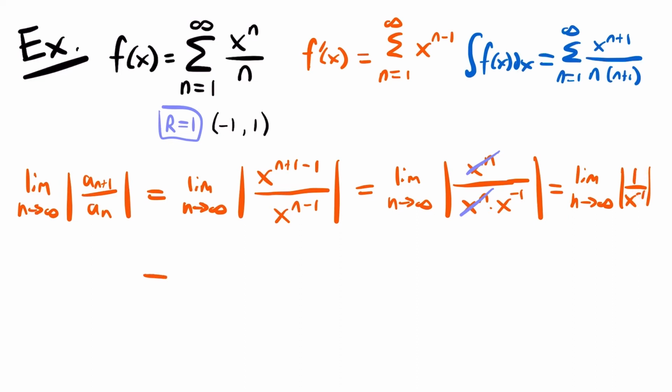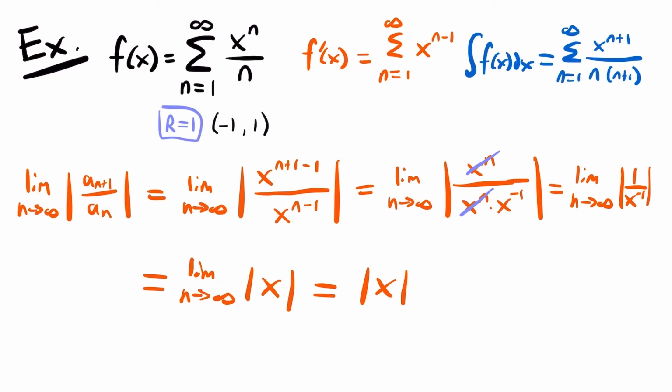And so what we really have is the limit as n approaches infinity of the absolute value of x to the first power. And the limit as n approaches infinity of the absolute value of x is just going to be the absolute value of x because there's no n's in this expression, right? We have the absolute value of x, not n. And so if we're looking with respect to n for this limit, this absolute value of x is technically just a constant. And so we would say that this limit is equal to the absolute value of x.